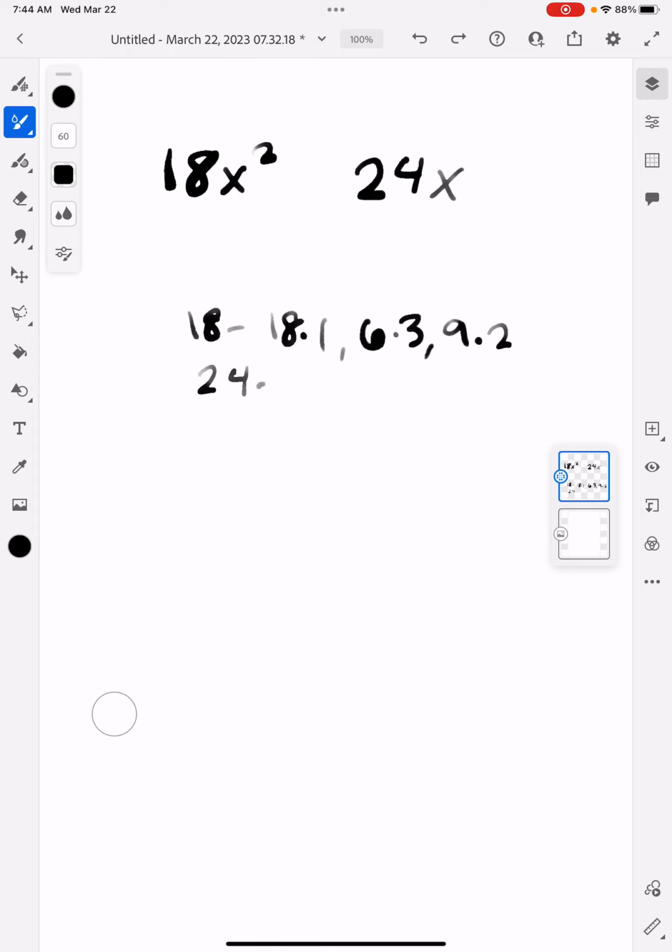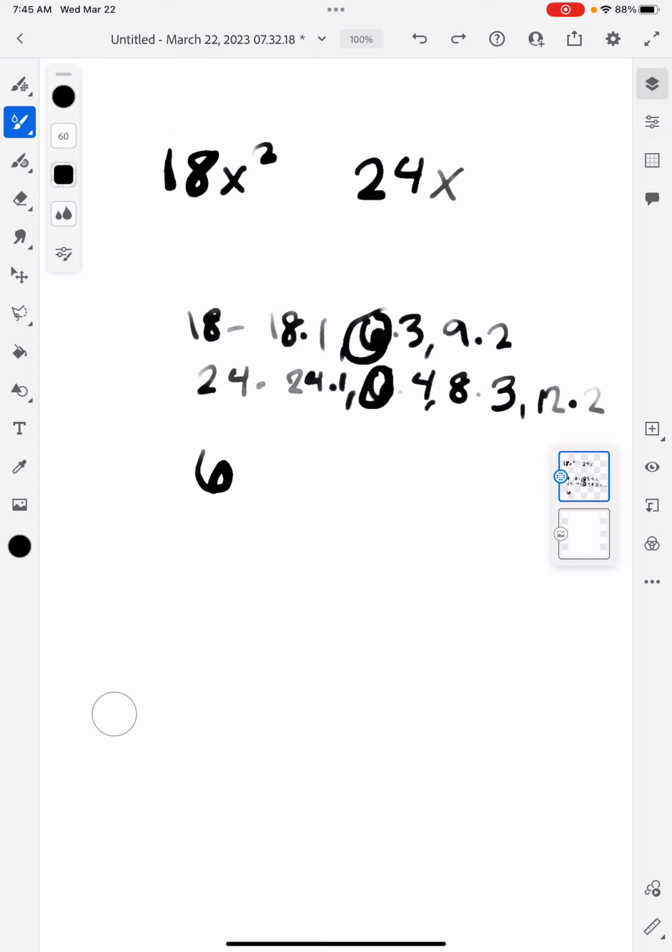24 is going to be 24 and 1, 6 times 4, 8 times 3, 12 times 2. So I look at this list of numbers and I find the biggest one that they have in common. And I can see that the number 6 is the largest number they have in common. So I'm going to factor a 6 out.